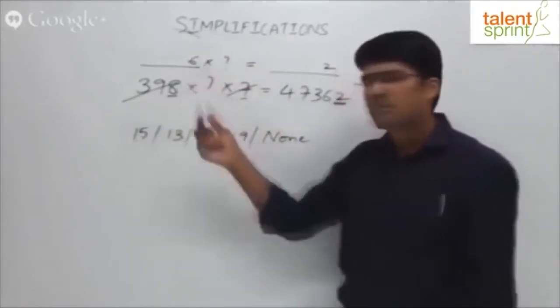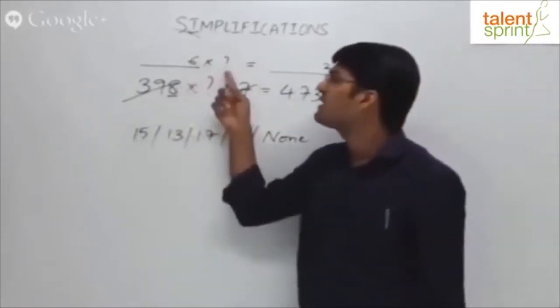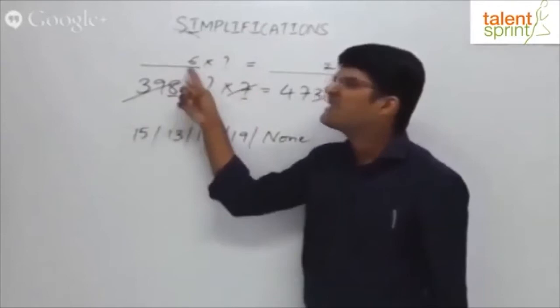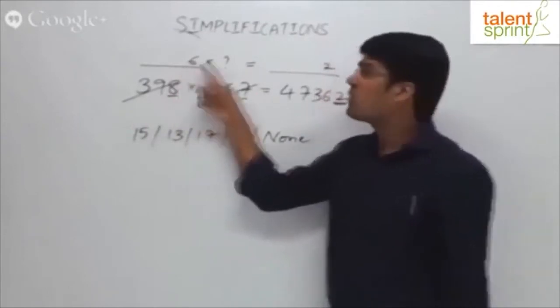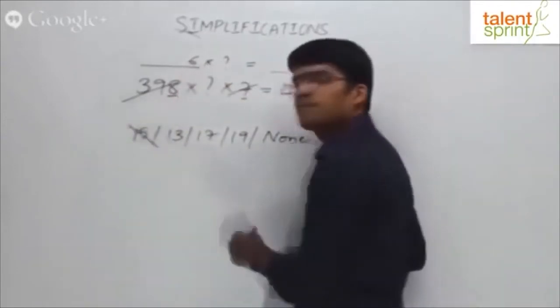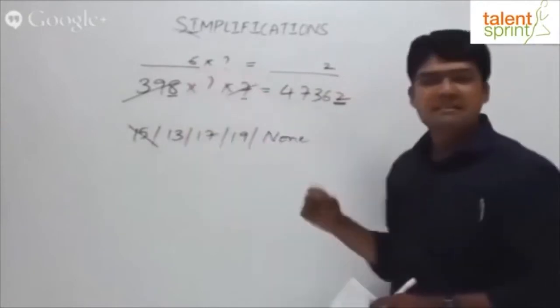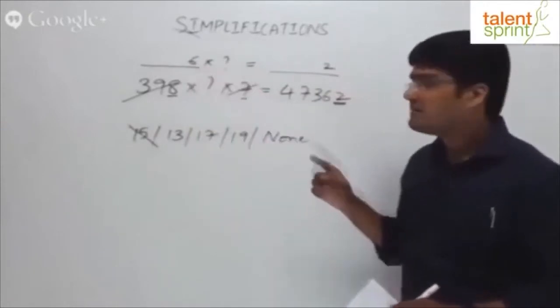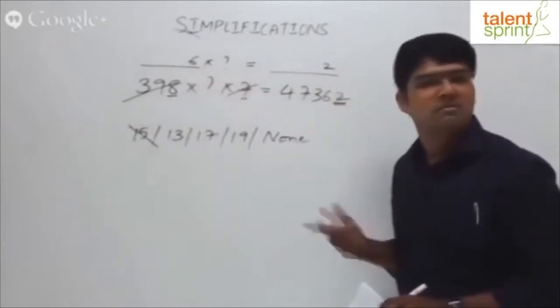Let's take 15. Assume 15 is the correct answer. If 15 comes here, what's the unit place? 5. 5 into 6 is what? It ends in 0. What do we want here? 2. Not possible. 3 into 6, 18. What we have here is 2. Not possible.